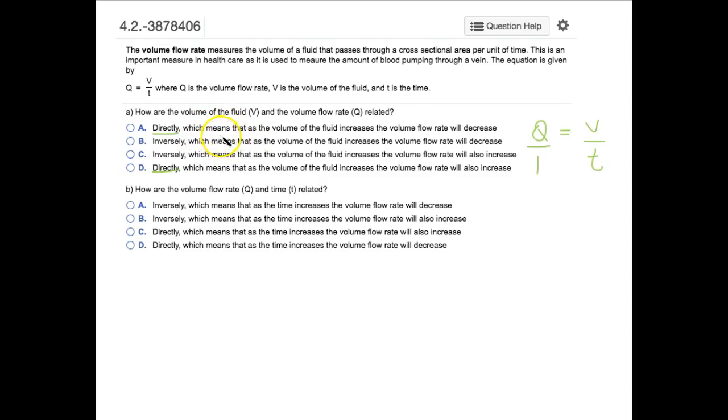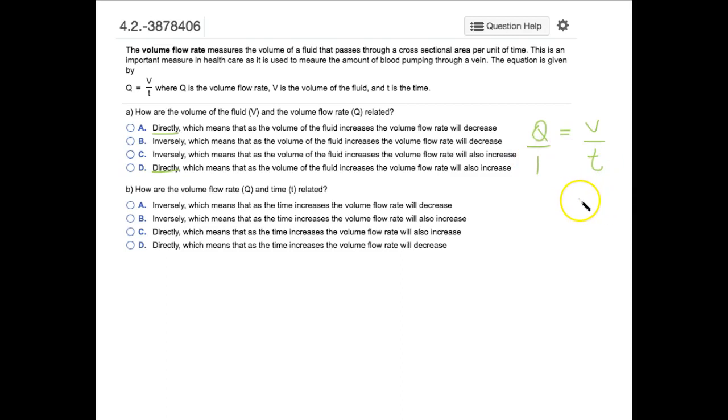So option A means that, as the volume of the fluid increases, the volume flow rate will decrease. So it's saying if this goes up, then this will go down. D, as the volume of the fluid increases, the volume flow rate will also increase. So it's saying if this goes up, will this also go up? So you could even try some numbers in here to see what would happen.